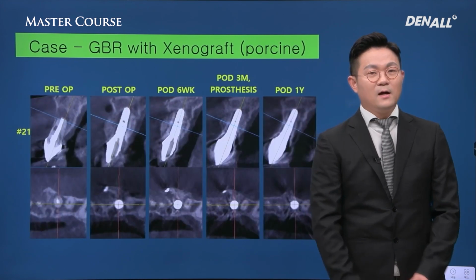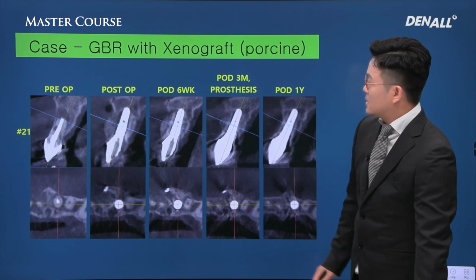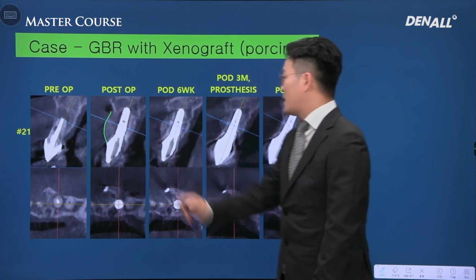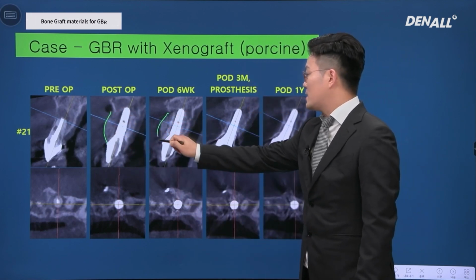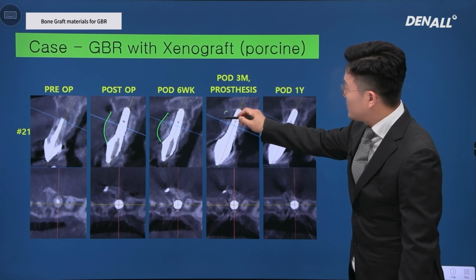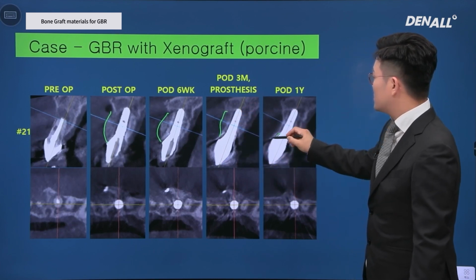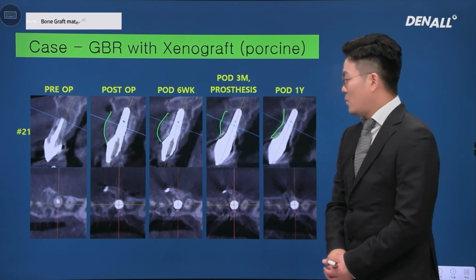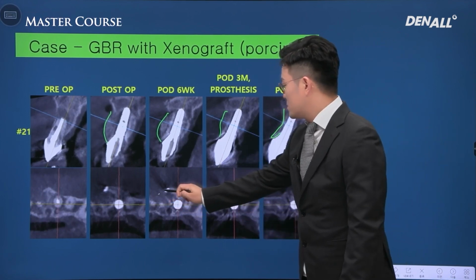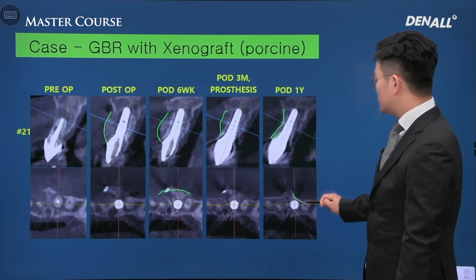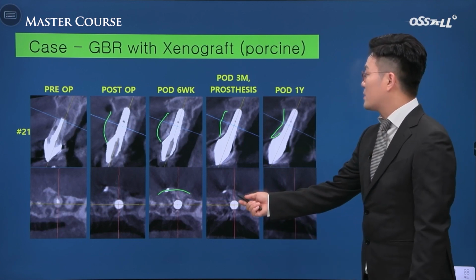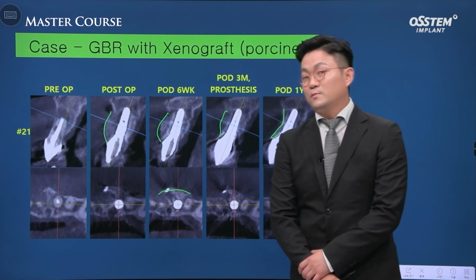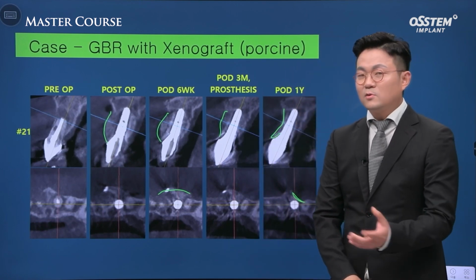What about on CT? After operation, 5 millimeter or more bone is observed up to 6 weeks, but at 3 months there was a resorption, and at 1 year the residual bone volume is quite low. If you look from the side, it is more obvious. A lot of resorption here. Post of 3 months to 1 year, a lot of resorption occurred. That is quite a lot of resorption for xenograft.